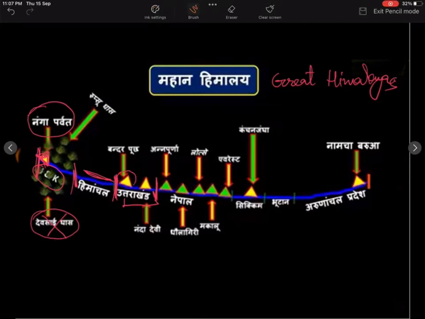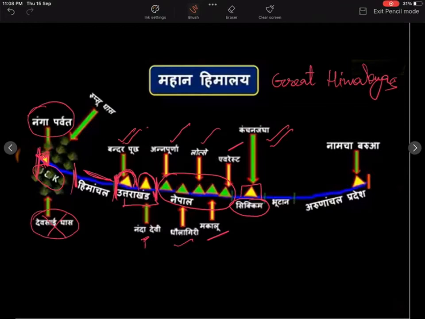Now let's move on to the next one. This one is Bandarpunch, and this one is Nanda Devi. The next area is covered by Nepal, which is a foreign country. In Nepal we have Annapurna, Lhotse, Everest, Dhaulagiri, Makalu. These are some of the peaks of the Himalaya, and among all these Everest is the most important. When we move towards Sikkim, we have one more important peak, Kanchenjunga.